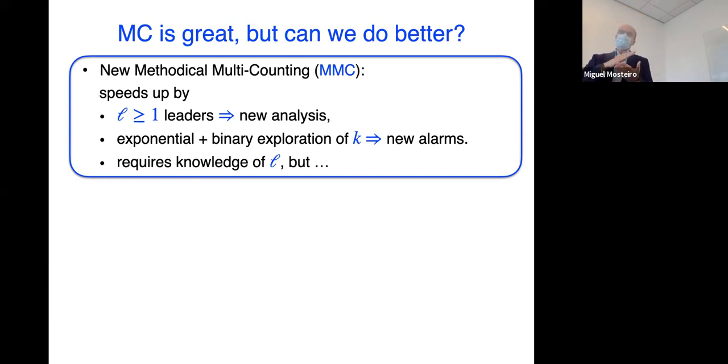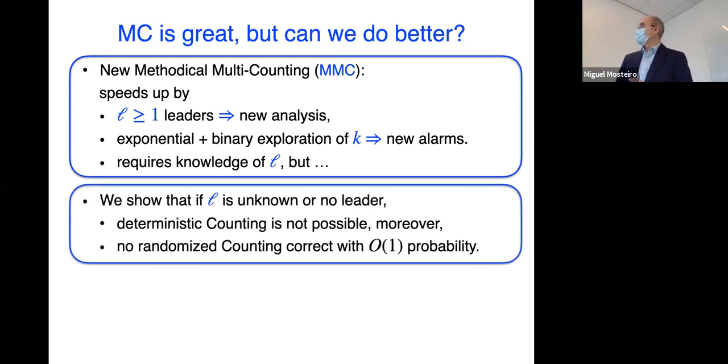The issue now is that k could go above n, right? We are doubling, so we can go above n, so we need a new set of alarms to detect when k is bigger than n, and what happens with the computation of the potential. It does require knowledge of L. We need to know how many leaders we have. But in the same paper, we also show that, in fact, that is the information that is needed in order to solve the problem. We show an impossibility result.